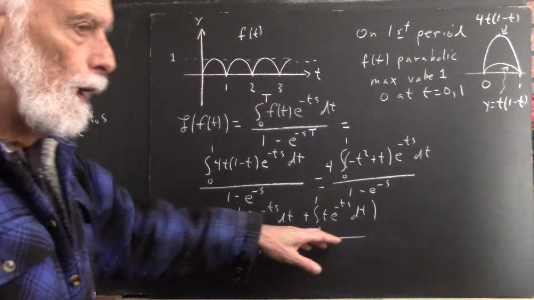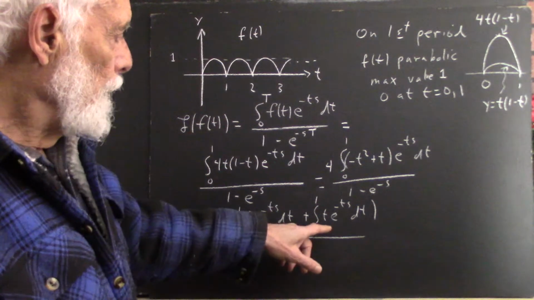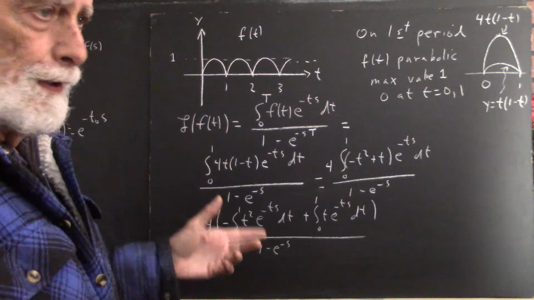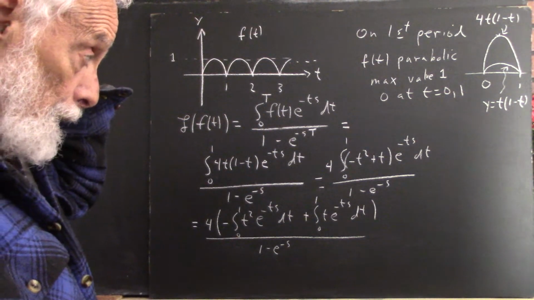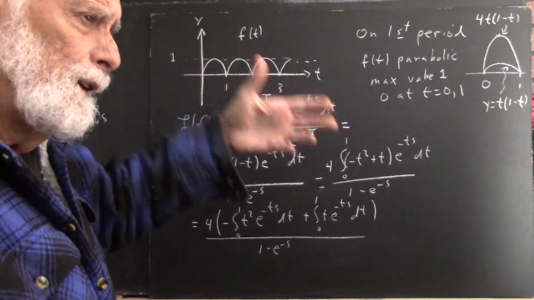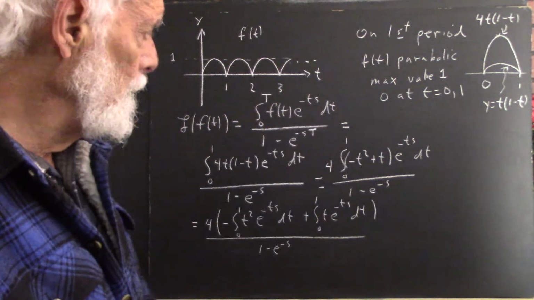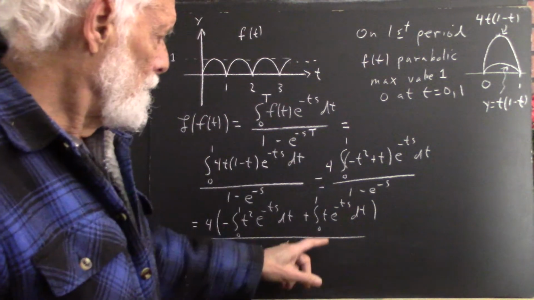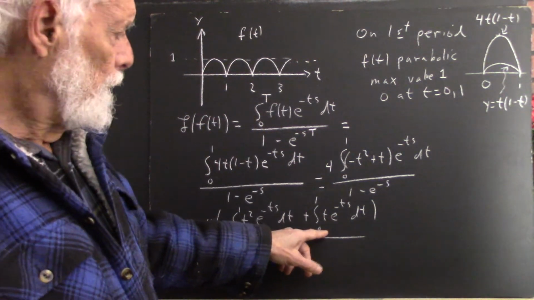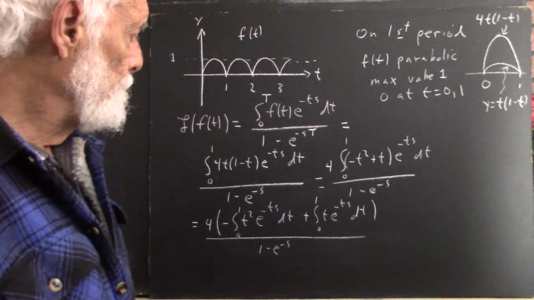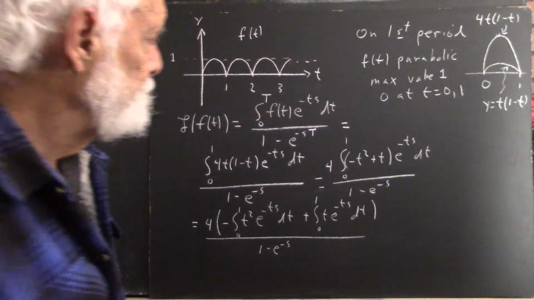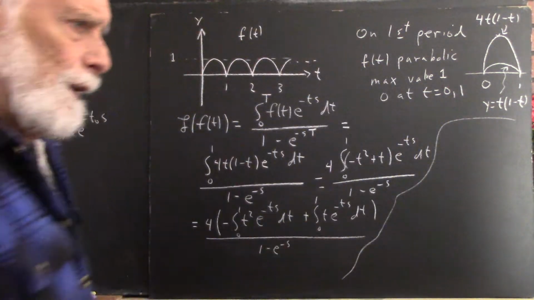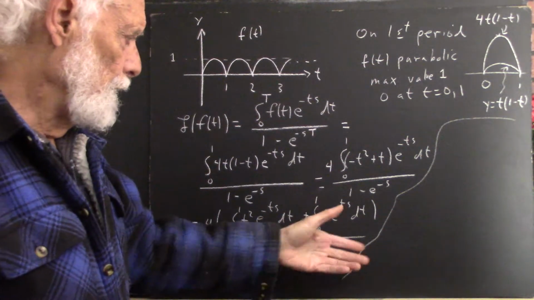Now, I don't want to get into all the integration, but your antiderivative of t e to the negative ts is going to be a multiple of t e to the negative ts and a multiple of e to the negative ts, which you might be pretty familiar with because we've done some integrals like this. I'm going to go ahead and do that much of the integral, and then you'll see how the rest of it works out.